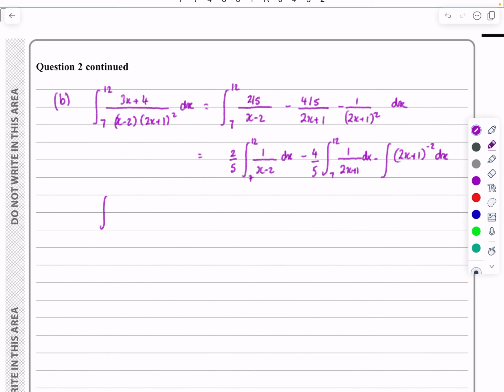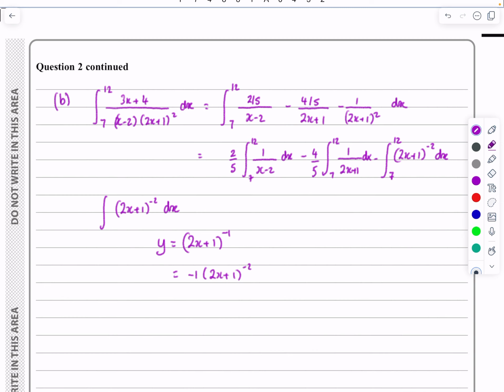Sorry, that should be between 12 and 7 up there. I'm doing the integral of 2x plus 1 to the minus 2 dx. And what I'm going to do is say, let me guess that y is equal to 2x plus 1 to the minus 1, because when we differentiate, we multiply by the power and we take 1 off the power, which gives me that.